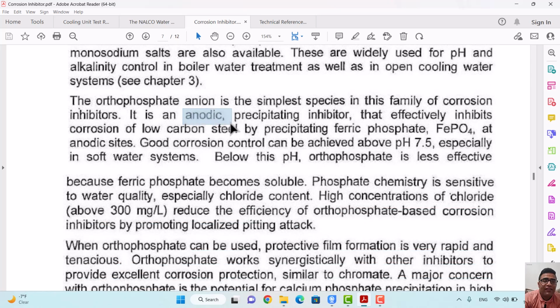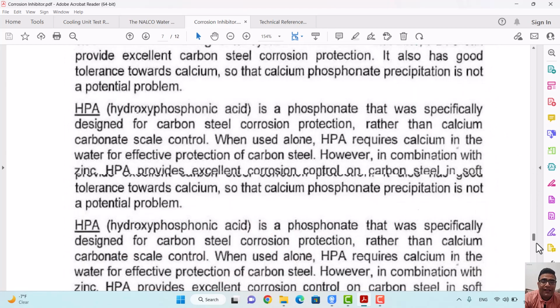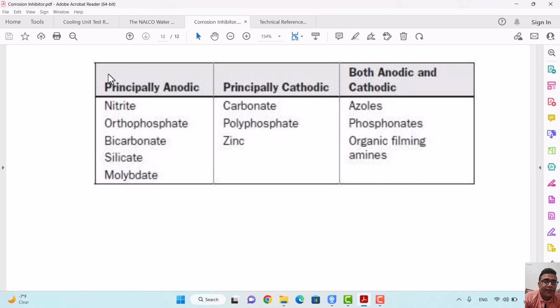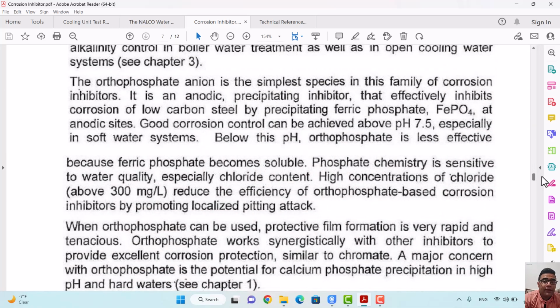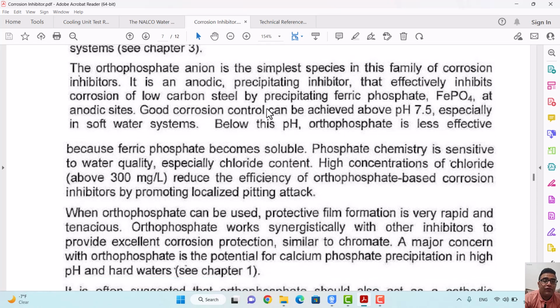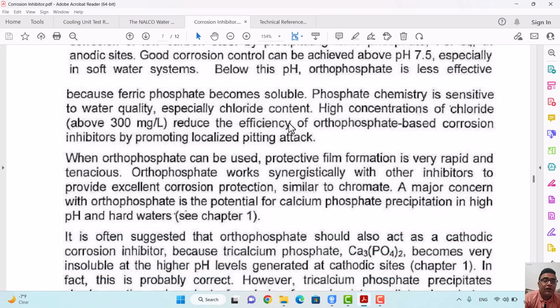They are categorized as anodic and precipitating inhibitors, and they are in fact categorized in this group, orthophosphate here. As I stated, at least we are supposed to select one component from this one, and we select orthophosphate from this group. And of course, it effectively inhibits corrosion of low carbon steel by precipitating ferric phosphates. Good corrosion control can be achieved above pH 7.5. High chloride content can reduce the efficiency of orthophosphate-based corrosion inhibitors.